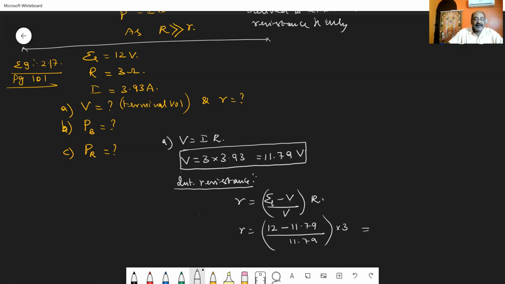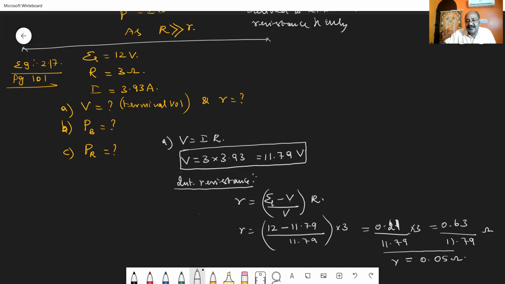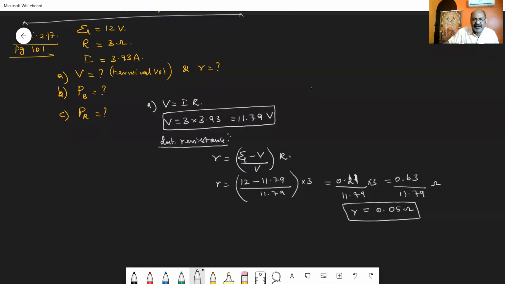Let us simplify. On subtracting, you will be getting 0.21 divided by 11.79 into 3. When you are multiplying, you will be getting 0.63 divided by 11.79 ohm. So I have simplified this using the calculator. The answer that I am getting is 0.05 ohm. So the internal resistance of the cell is small r, which is equal to 0.05 ohm.